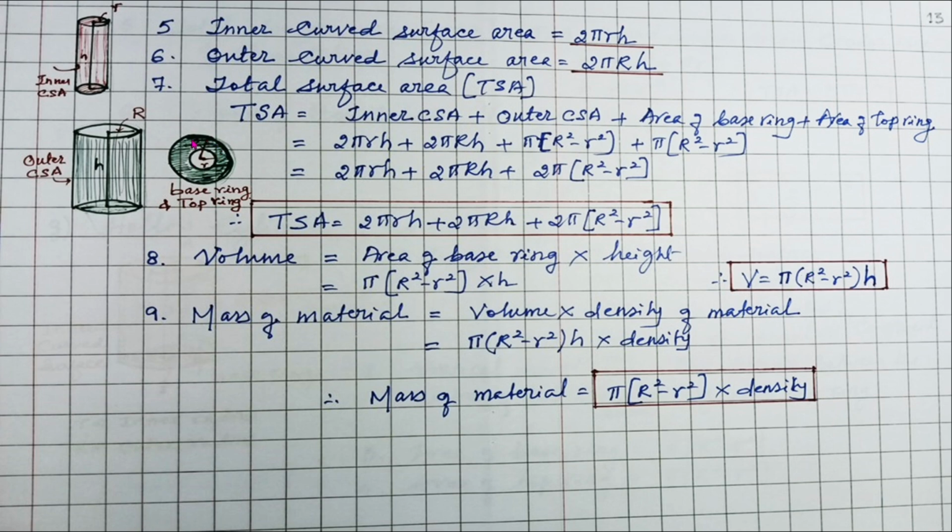Now since there is a material used in forming a hollow cylinder, we can even find out the mass of the material. The mass of the material can be found out by multiplying the volume of the hollow cylinder into the density of the material. The volume of the cylinder is pi (R square minus r square) into h, and the density of the material will be known to us, and multiplying the density of the material and the volume of the hollow cylinder, we get the mass of the material.